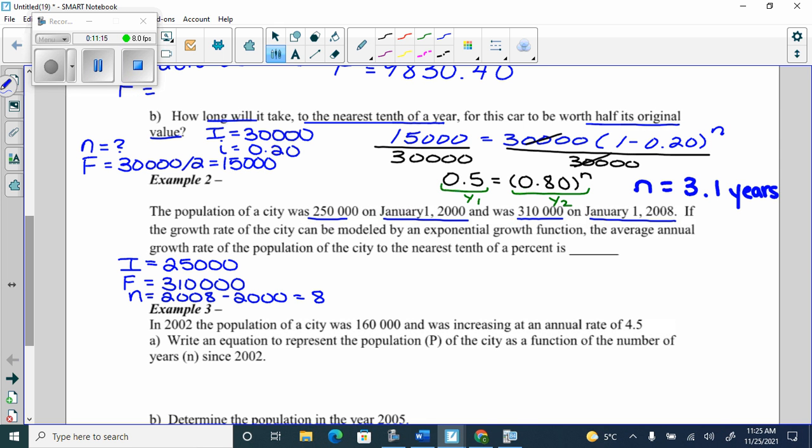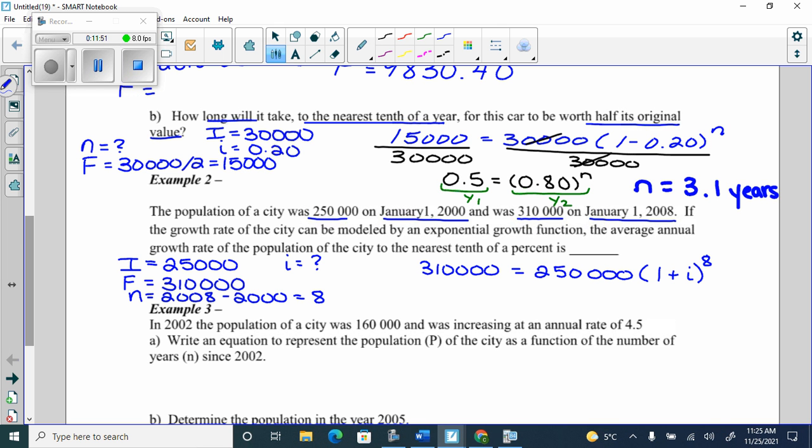If the growth of the city can be modeled by an exponential growth function, what is the average annual growth rate of the population of the city, to the nearest tenth of a percent? So what are they making us find? Yeah, the interest, the little i. So we have final, which is 310,000, equals initial, which is 250,000, bracket 1 plus i, and it's growth, so I use plus, correct? To the 8. And it has to be plus.